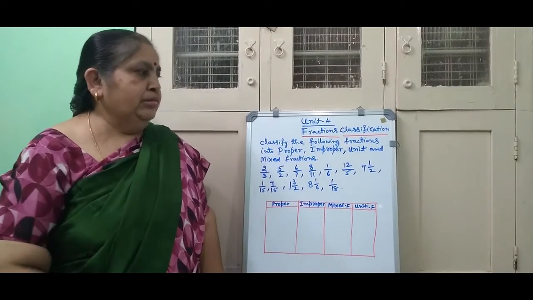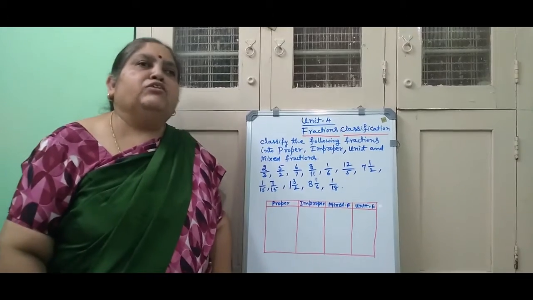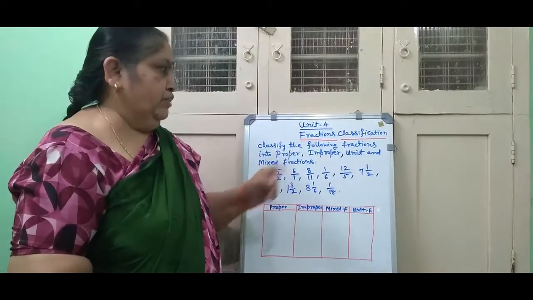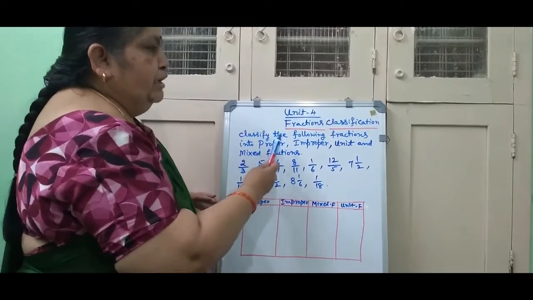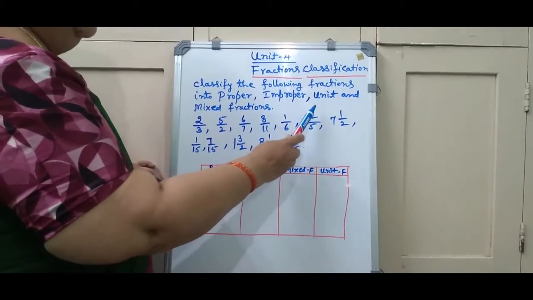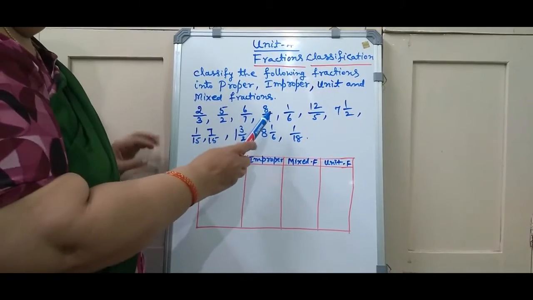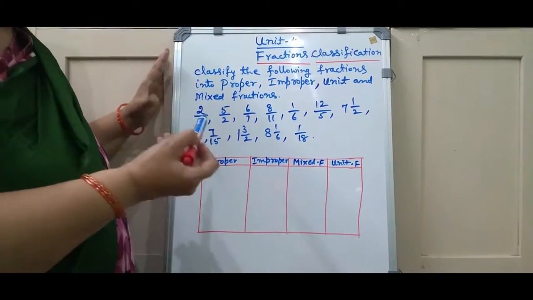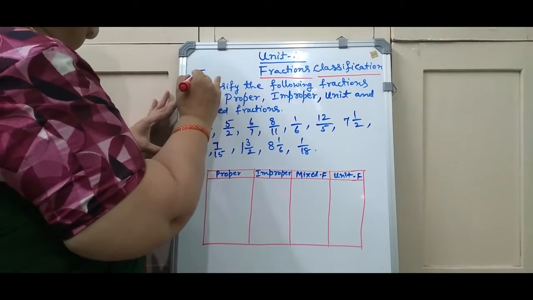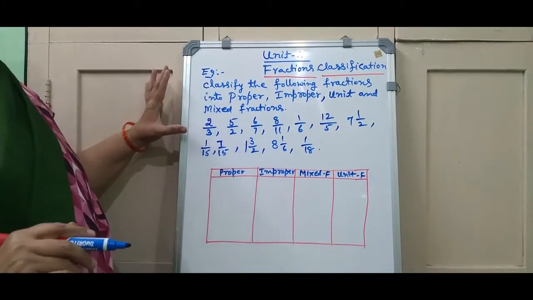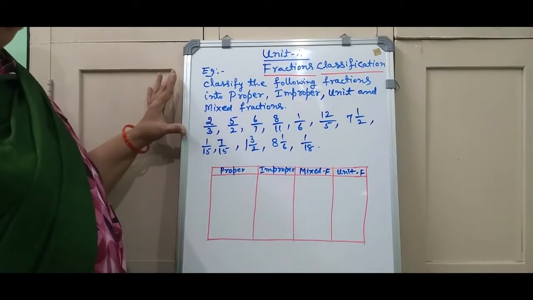In our last unit, I told you about all types of fractions, and now let us learn about the classification of fractions. Classify the following fractions into proper, improper, unit and mixed fractions. Let us consider this as an example problem. I will show you how to solve it.